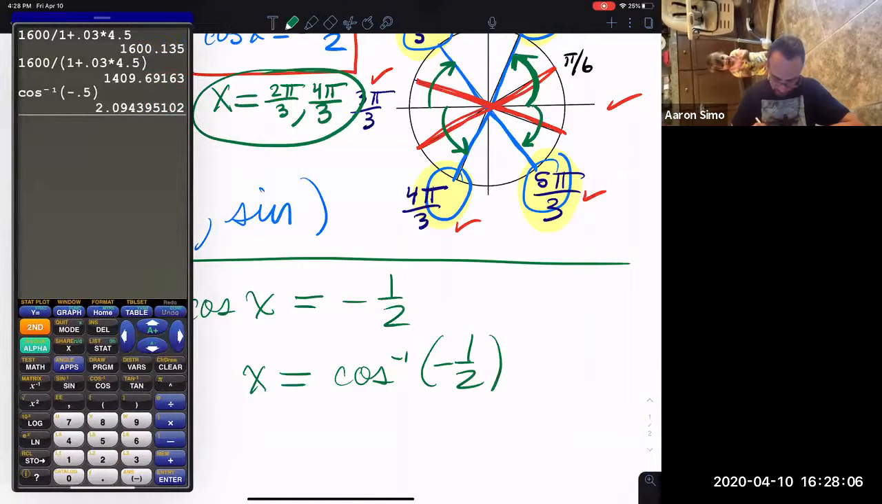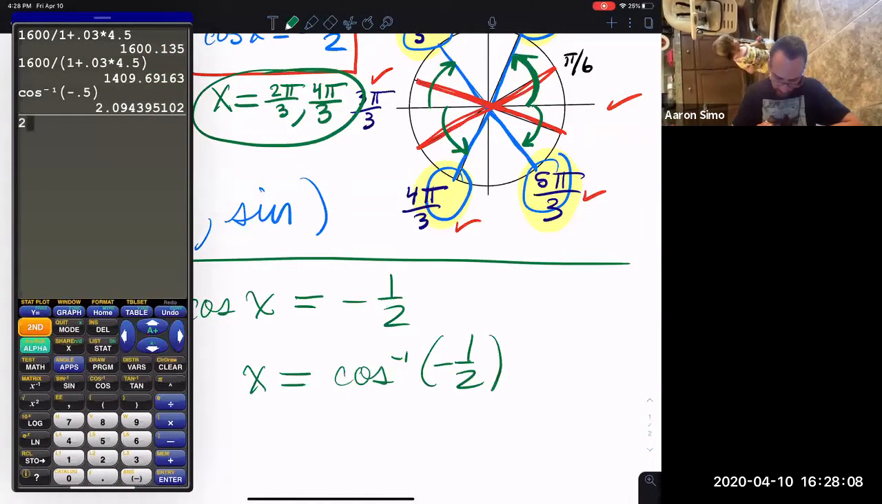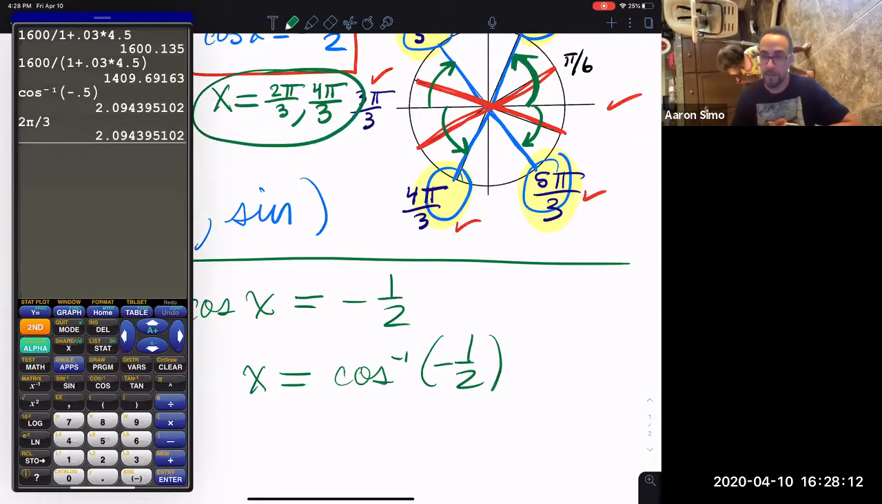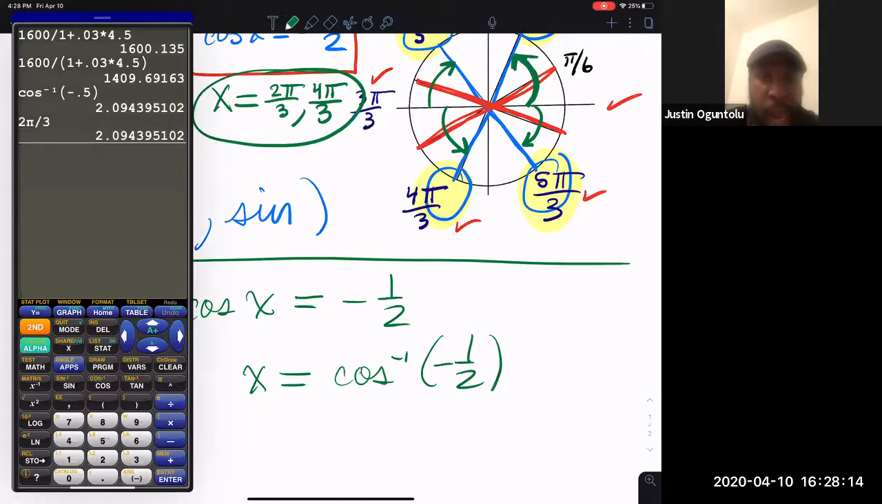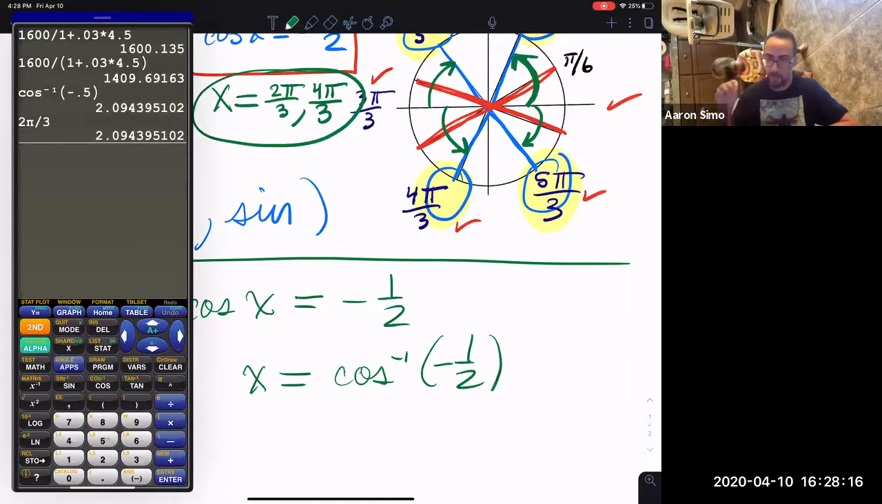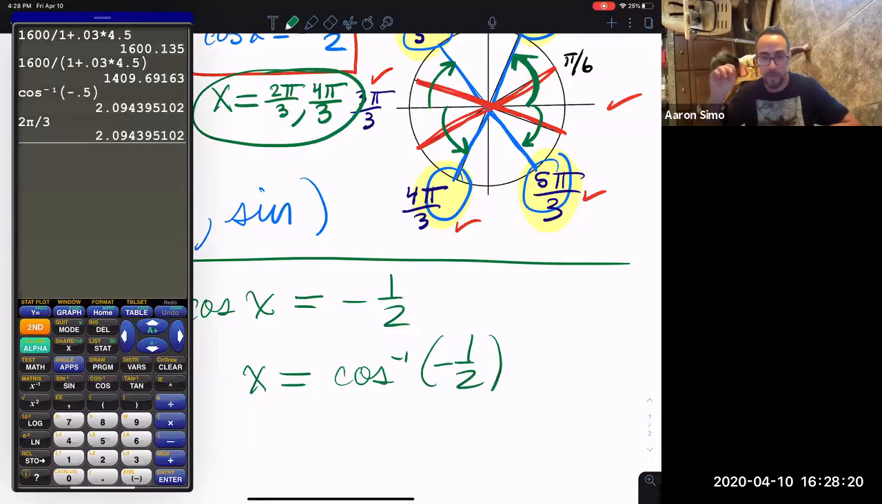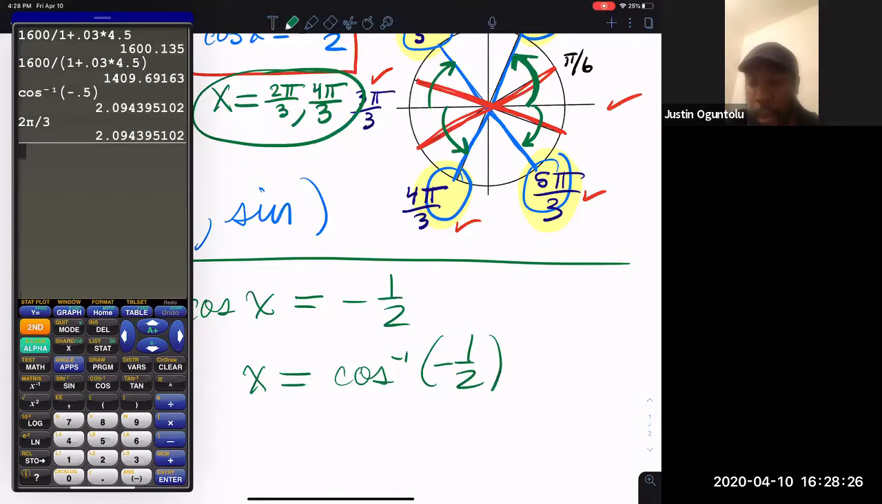But notice that 2 times pi divided by 3 equals that. Do you see that? So that is the answer, because cosine inverse of negative 1/2, I just plugged it in my calculator and got 2.093495102. And that's the same thing as 2 pi over 3.